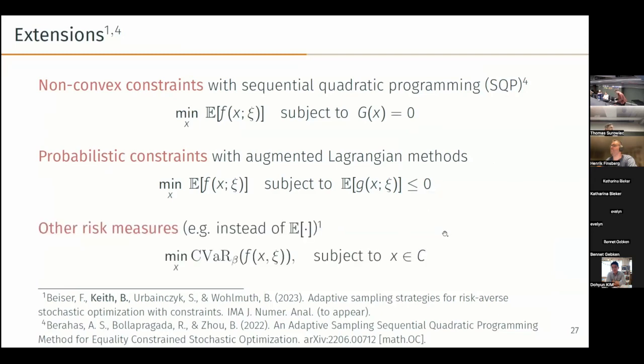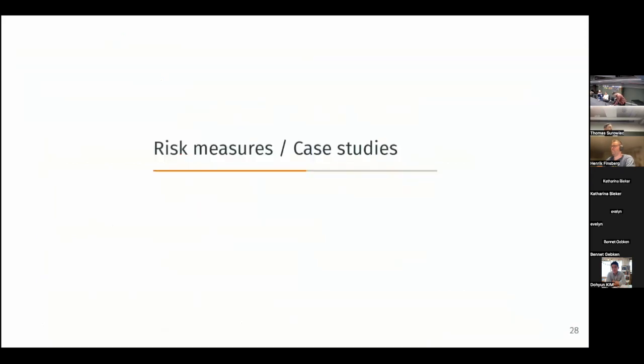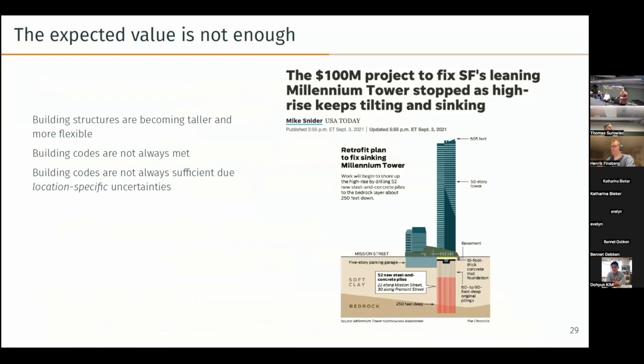And then finally, and I'll finish the talk talking about this mostly through an example, dealing with other risk measures is also of interest here, the other things than the expected value. Okay, so with other risk measures, I'm going to mostly motivate why we do this here.